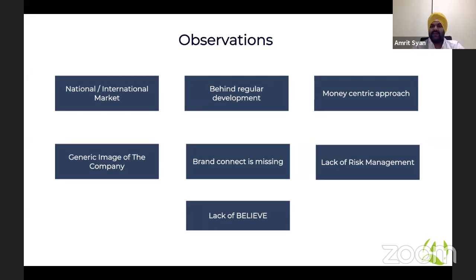Sir, this work will be done for this much only, if you want it, fine, if you don't, fine. This approach won't let you hold a place in the IT industry. This is the money-centric approach, which is the observation for startups in today's time. Then comes the generic image of the company. Always remember, guys, this is the biggest point which you have to make.